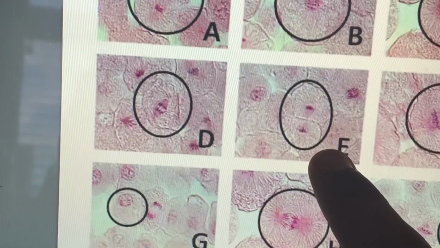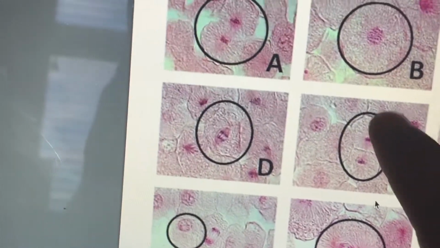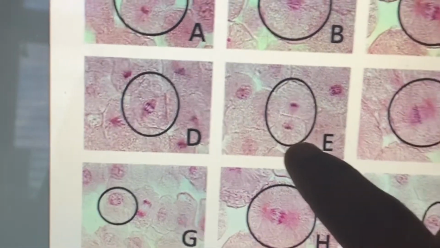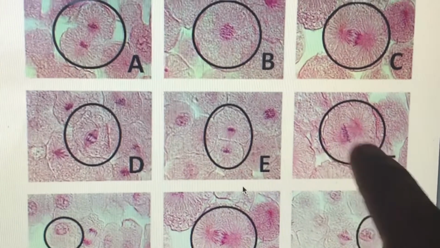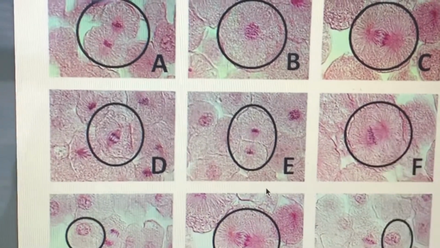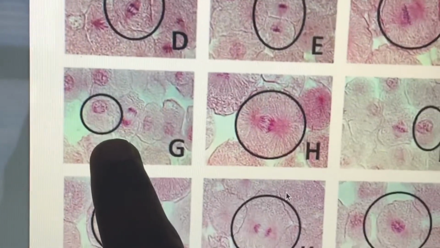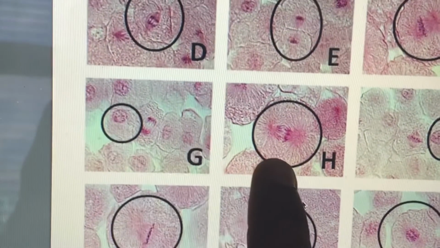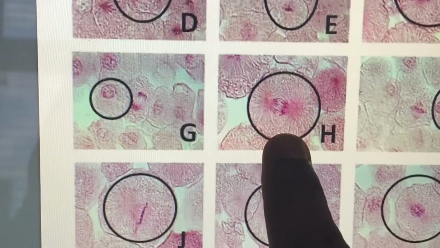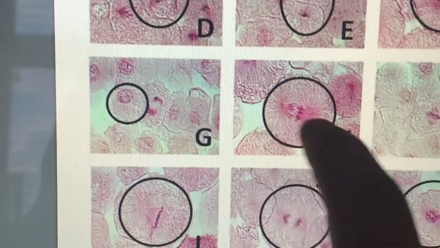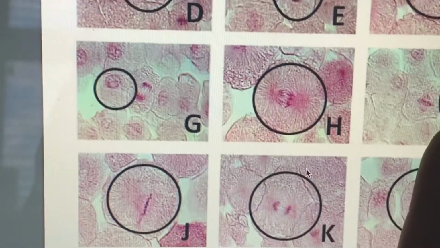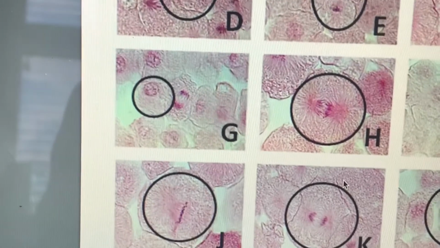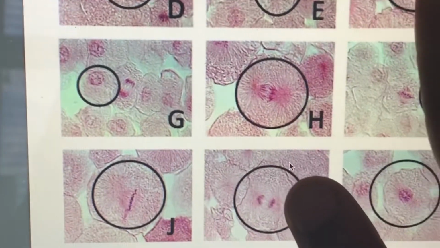E, I'm gonna say is telophase, because you can see the clear different cells along. So this would be like right after the telophase. F, I'm gonna say is interphase, because it's just the one little streak. G is prophase, because it's the one. H would be anaphase, because you can see it pulling apart again. I is back to prophase like G. J is back to interphase with the one line like F.